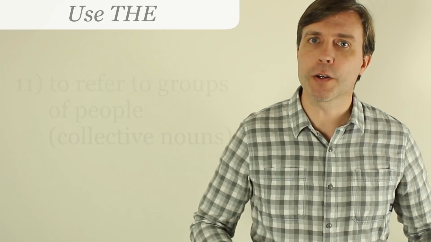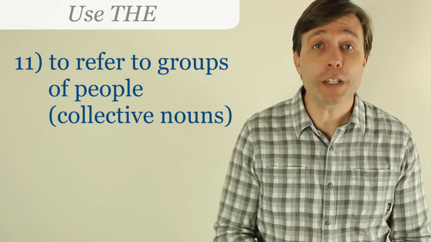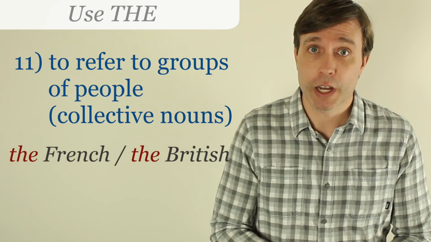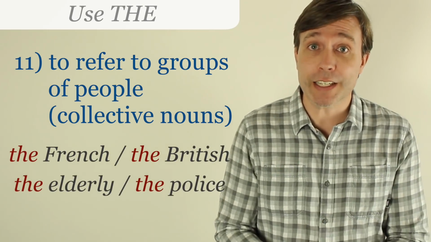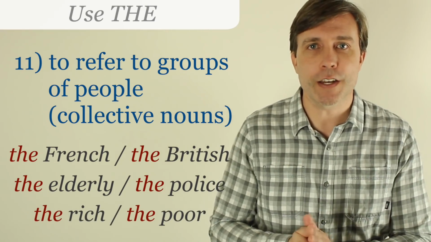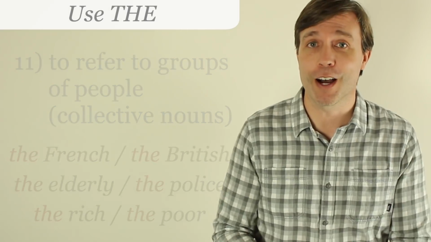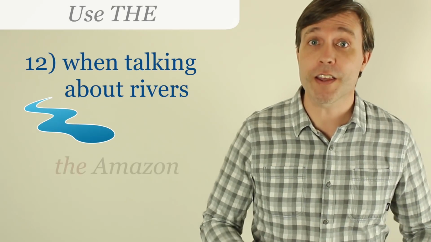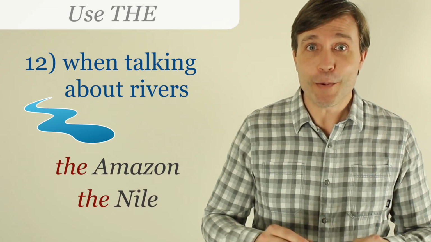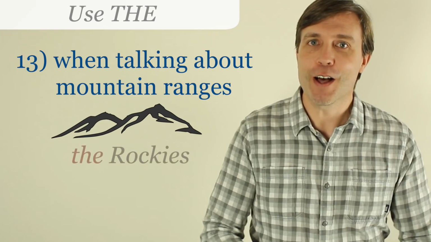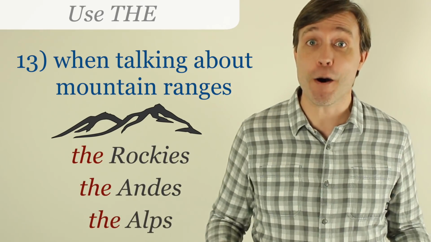If you want to refer to groups of people, like those collective nouns, you are going to use, for example, the French, the British, the elderly, the police, the rich, the poor. Those are all collective nouns, and you will use that definite article the. We also use the if we want to talk about rivers, the Amazon, the Nile. We use the if we want to talk about mountain ranges as well. The Rockies, the Andes, the Alps.